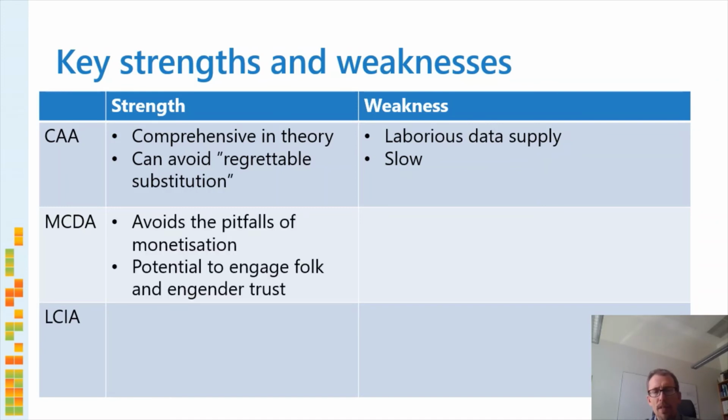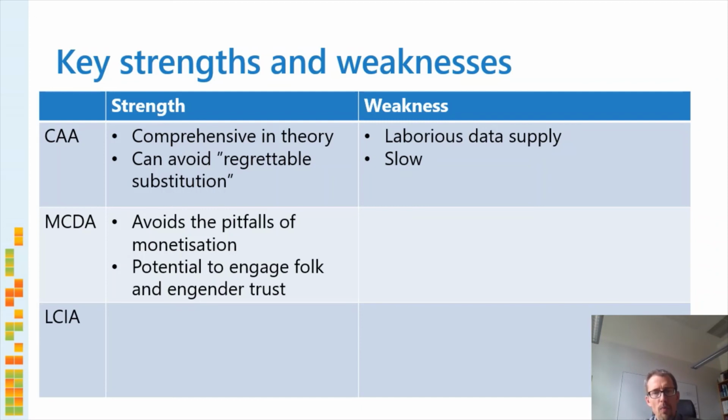MCDA avoids the pitfalls of monetization. I suppose the point here is that one of the key alternatives to MCDA would be cost-benefit analysis, but something you can't calculate a cost or a benefit for will fall outside of such an assessment. And if you try to monetize things like environmental health or human health, you can run into a lot of ethical and intellectual difficulties. So we can avoid some of that with multi-criteria decisionating.